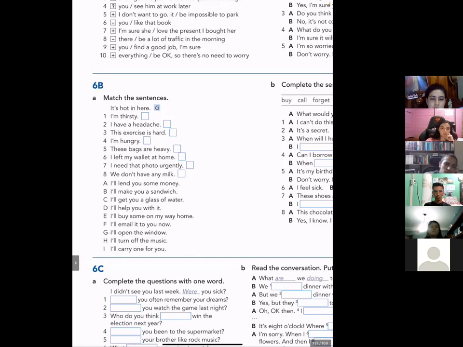Maripaz, can you do number 7? Yes, letter F. I need that photo urgently. I will email it to you now. Thank you. Just here, urgently.